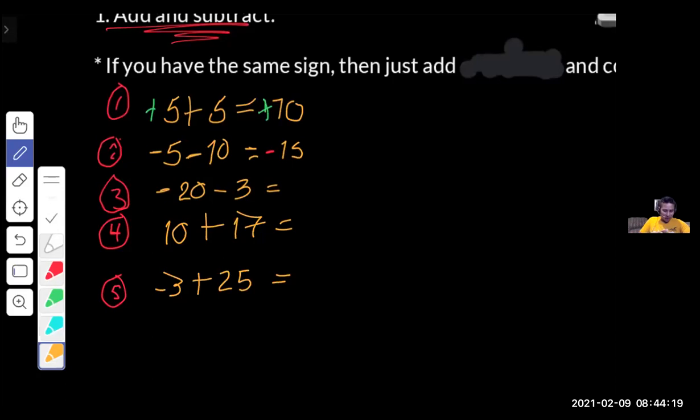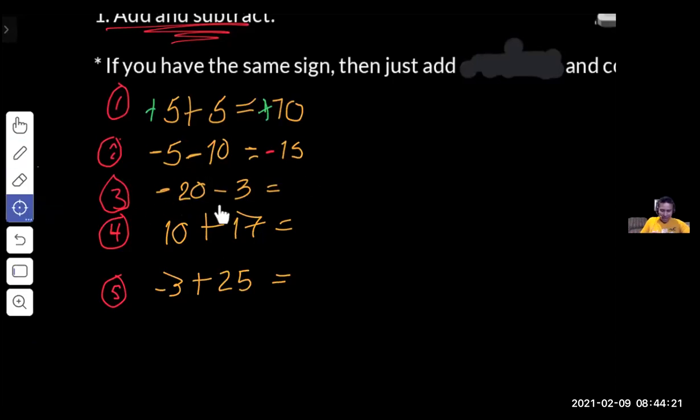Let's solve example number 3. So now we have -20 minus 3. Again, do we have the same sign? You only have to look at that.